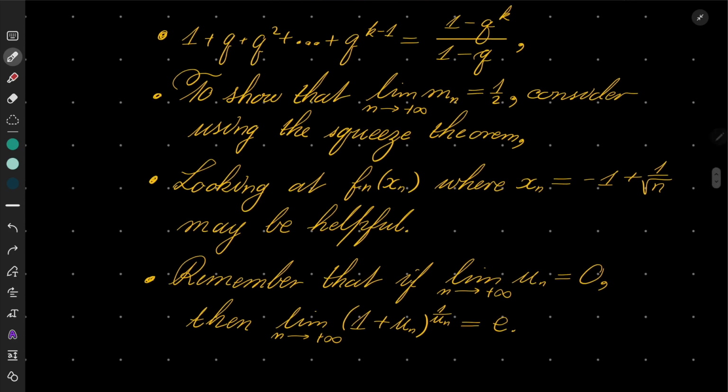And also remember one fact from mathematical analysis, namely, if we have a sequence u sub n which goes to 0, then the limit of (1 plus u n) to the power 1 over u n converges to Euler's number, e. So give this problem a try and I will see you in a minute.